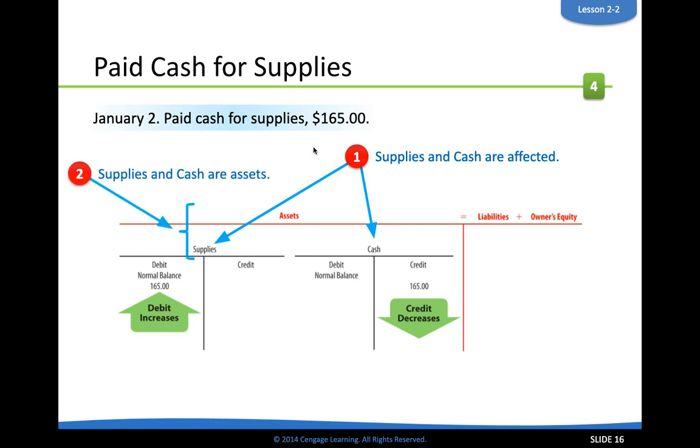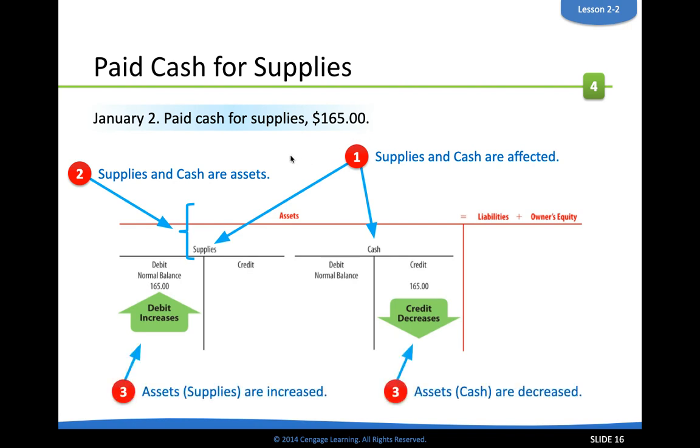What is the classification for each? Well, supplies and cash are both assets. Same thing, right? They're both asset accounts. Number 3, what is the effect? Chapter 1 review. Well, when you buy supplies, your supplies account increases and your cash decreases. That's the effect. Now, the real chapter 2 application here, question number 4, bring in those debits and those credits.